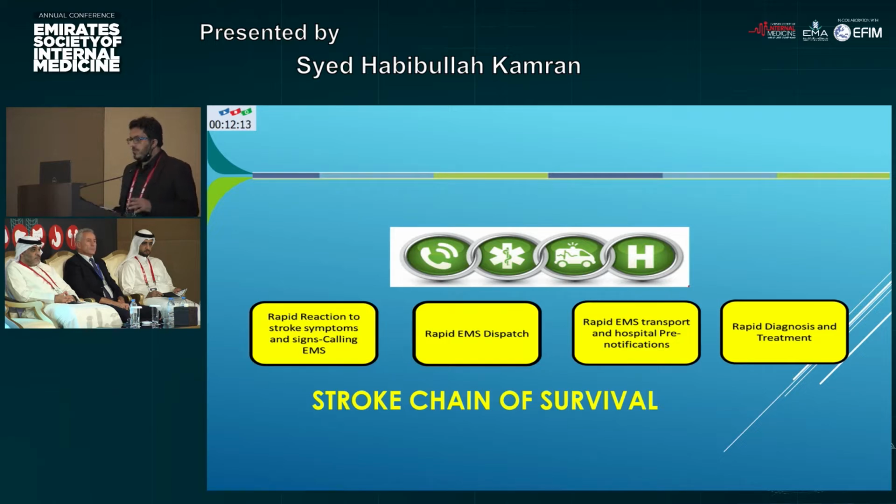So how does the stroke chain of survival work? For example, if anybody has any weakness at home, they will immediately call the EMS service. EMS will be activated, take the patient and go to the hospital. Our triage nurse will assess the patient, then call the emergency physician. The emergency physician will assess again, then call the neurologist, and then we go for further management.